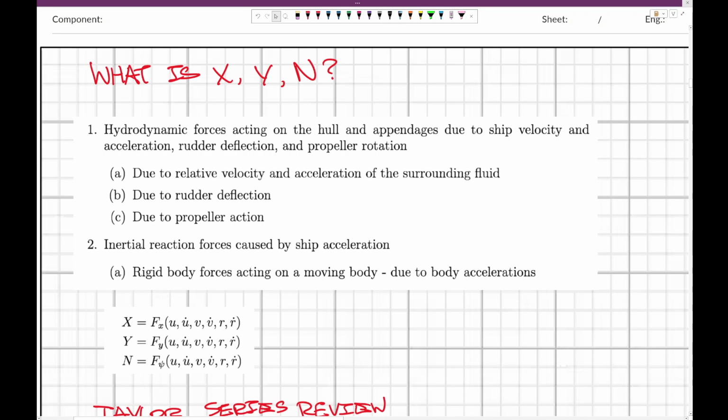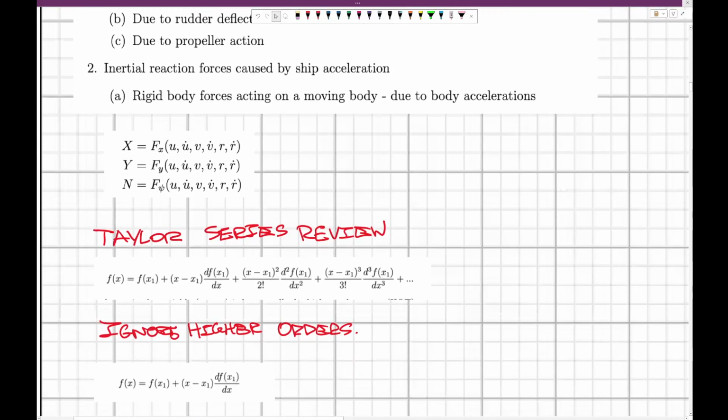So basically we can say that the surge, sway, and yaw is a function of u, which is the forward velocity in the x direction, the acceleration in the x direction, the y direction velocity, the y direction acceleration, angular velocity, and angular acceleration. So to actually solve for these, we will need to get a bit of a review of Taylor series.